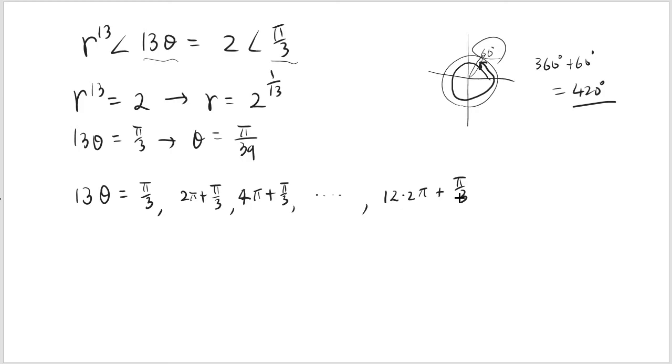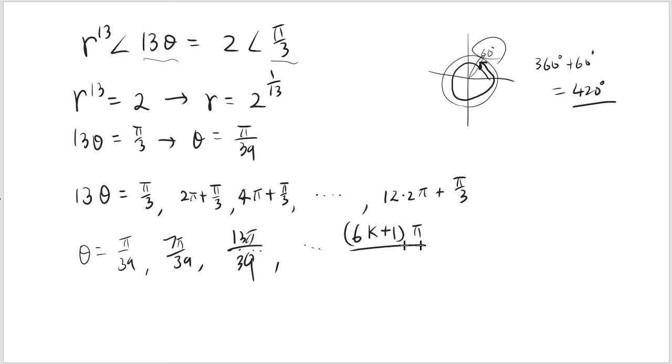And then we divide, and the answer would be pi over 39. And then, what is this? 7 pi over 39, and so on and so on. Okay? It looks like it's going to be 1, 7, and then another 6 added, so it's 13 pi over 39. So in general, it's going to be (6 times some number plus 1) pi over 39.